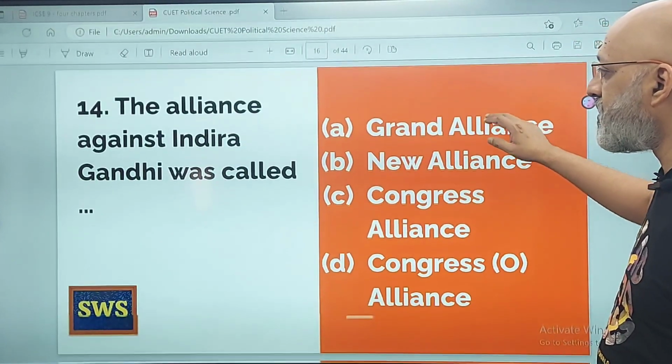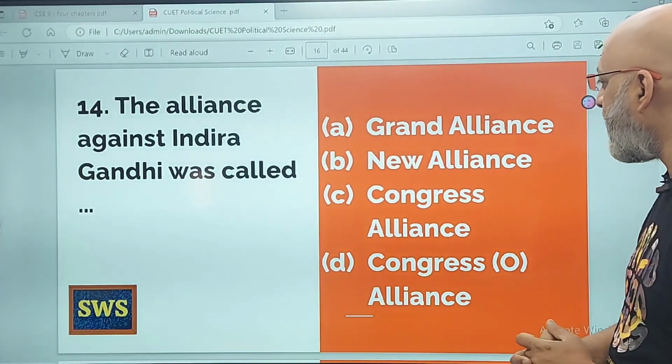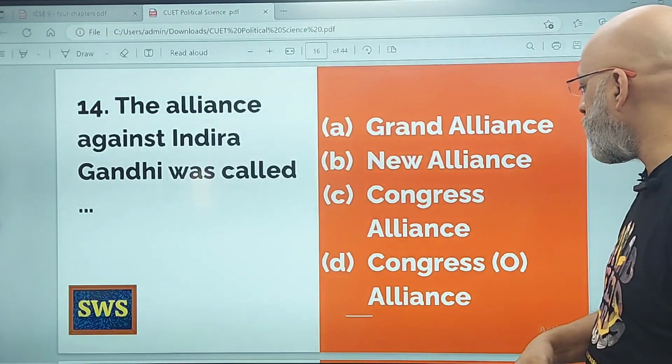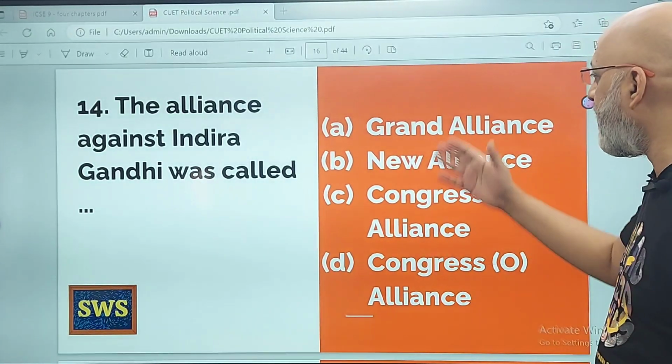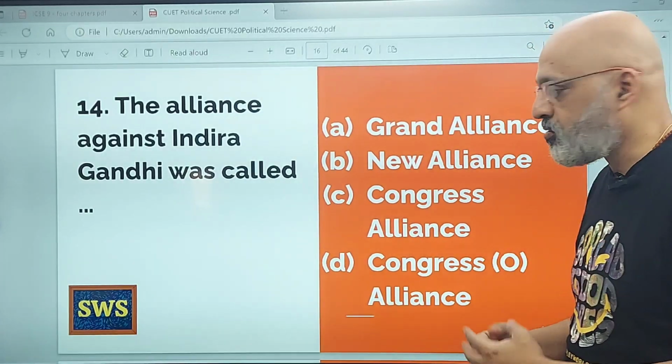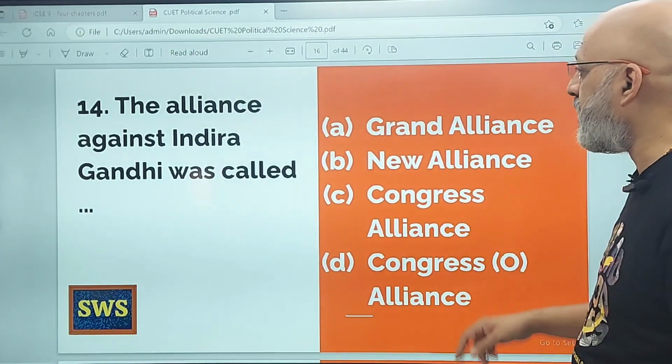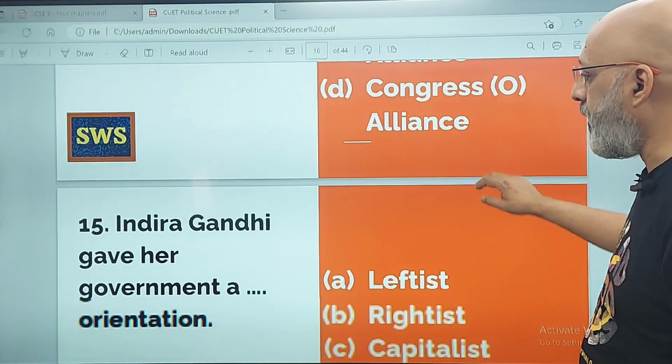The alliance against Indira Gandhi was called the Grand Alliance, the New Alliance, the Congress Alliance, or the Congress O Alliance. The correct answer is Grand Alliance. उसके ऊपर कार्टून्स भी बने हैं. I think आपकी किताब में एक कार्टून भी पब्लिश किया गया है.